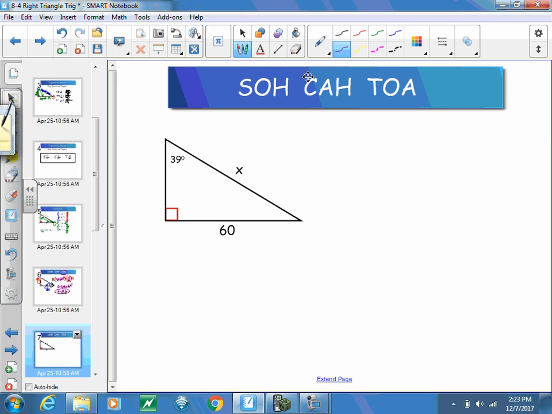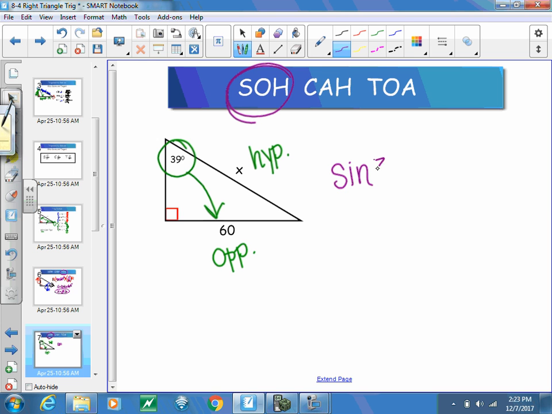Another example. Here again, a right triangle. I have a reference angle of 39 degrees. I'm given the opposite side to that, and we're trying to find the hypotenuse. So if I look for which trig ratio is dealing with opposite and hypotenuse, that's our sine function. So we're going to be taking the sine of our angle of 39 degrees is equal to 60 over x.